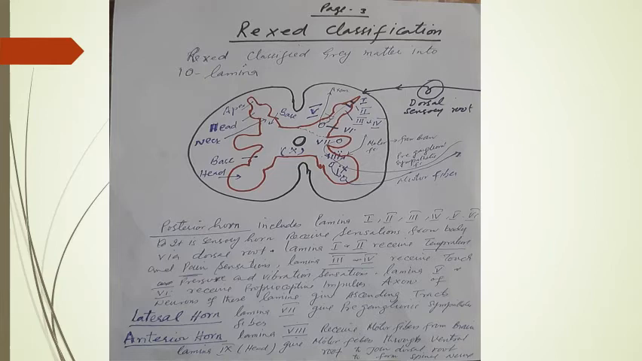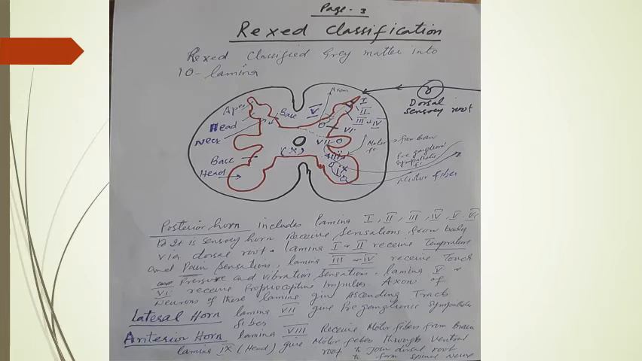Their tract for pain and temperature is different. The tract from the head is different, the touch, pressure, vibration tract is different, and the proprioceptive tract is a different ascending tract.